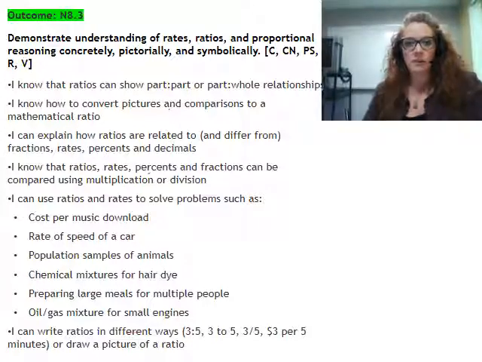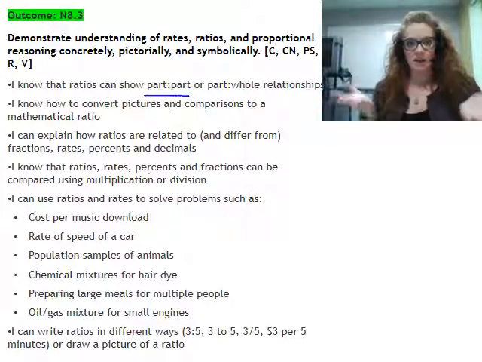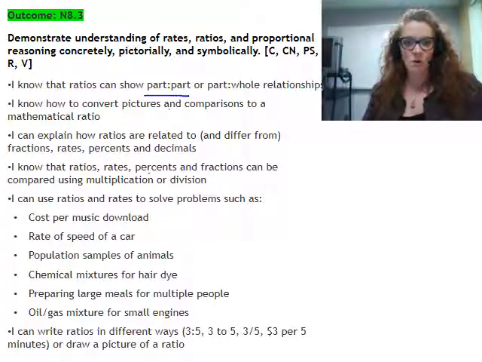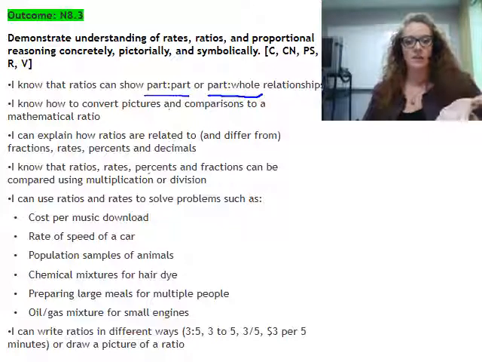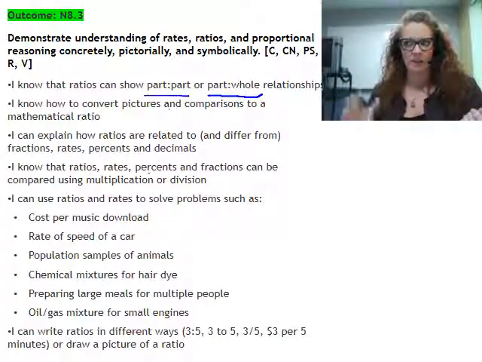So, we've learned in previous years that ratios have two distinct kinds. You have part-to-part ratios where you're showing ingredients of this kind and ingredients of this kind and how they compare to each other. Or you can have part-to-whole relationships where you're showing ingredients of this kind compared to all of the other ingredients, kind of like the denominator of a fraction.